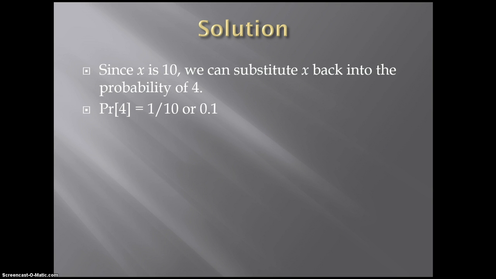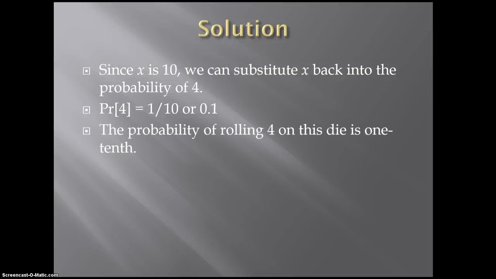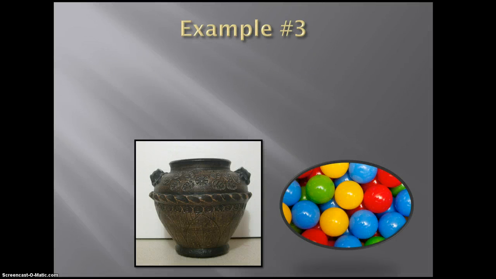And since x is 10, we can substitute this back into the probability of 4, and we get the probability of 4 is equal to 1 over x, or in this case 1 over 10, or 0.10. So the probability of rolling 4 on this die is 1/10, not 1/6, which would be on a normal die. Let's look at another example.